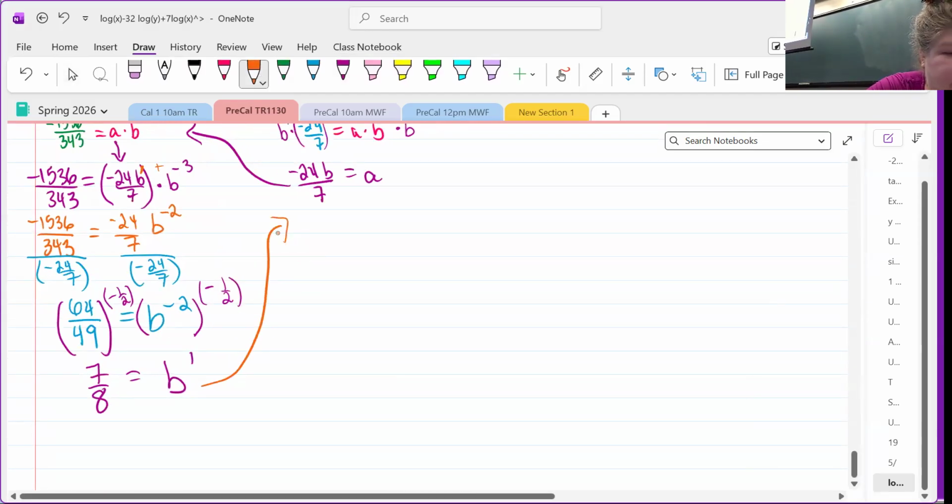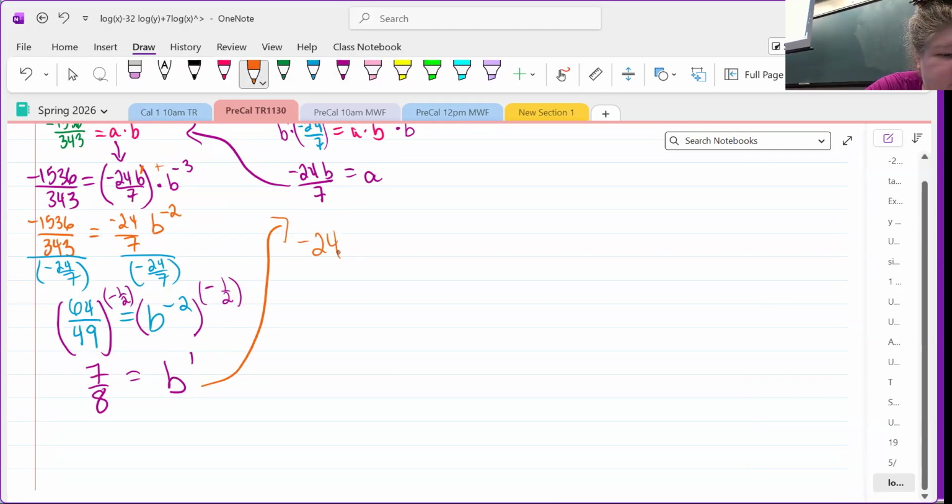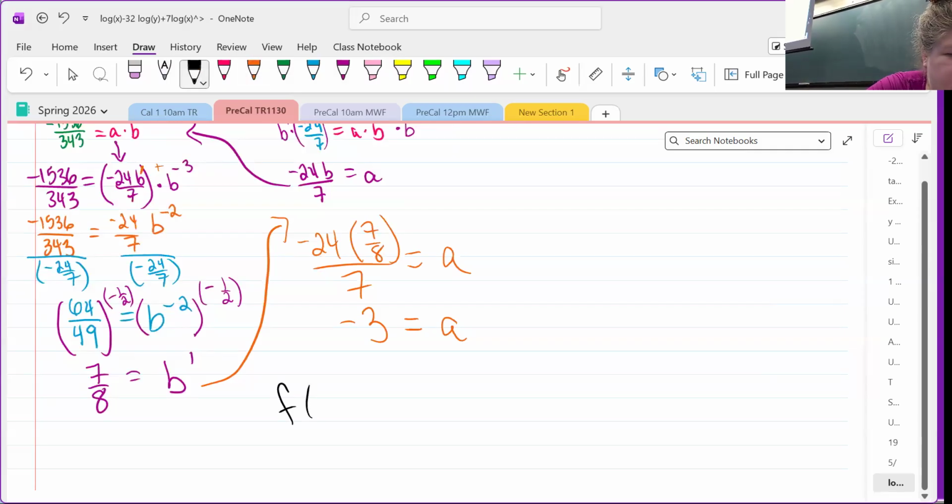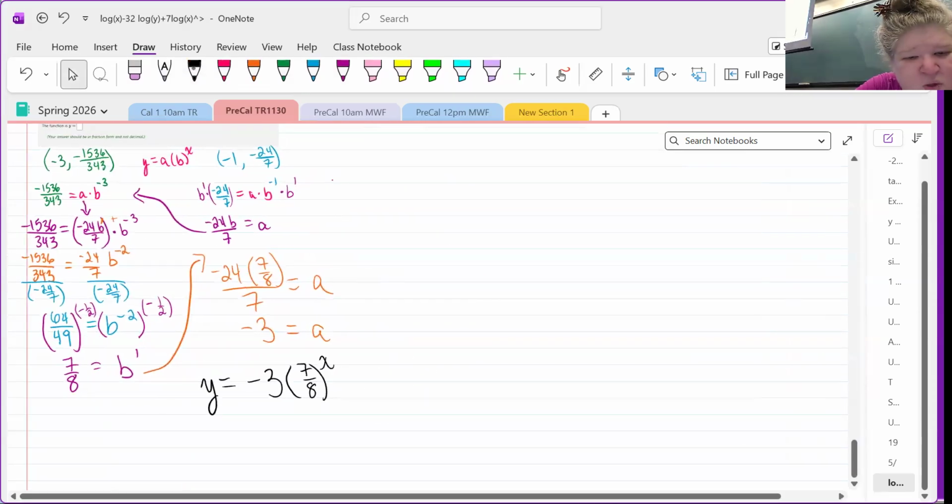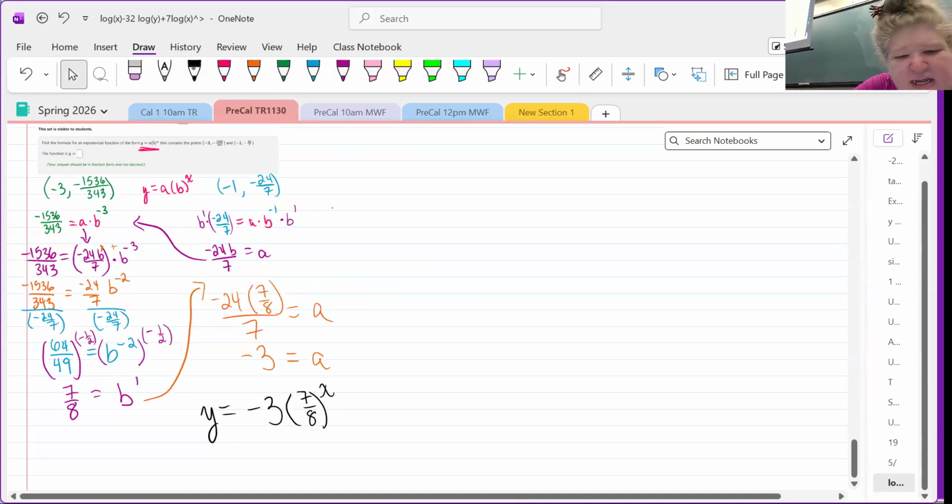Now that I know what b is, I can bring it back into my formula for a. So -24 times 7/8 divided by 7. And our a value actually ends up equaling -3. So final answer, sorry, they wrote it in terms of y. Y equals -3 times 7/8 to the x.